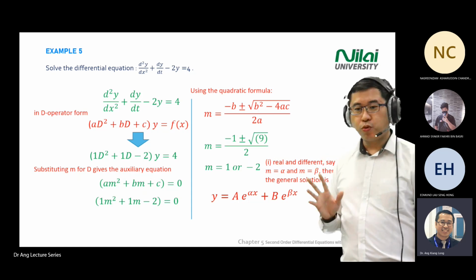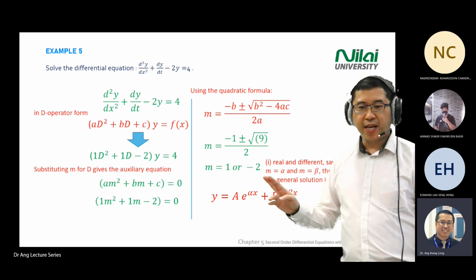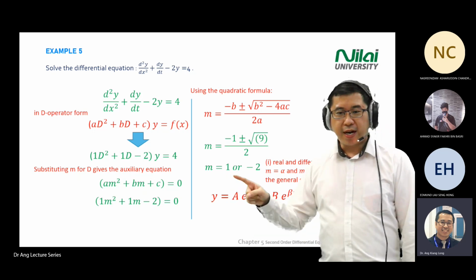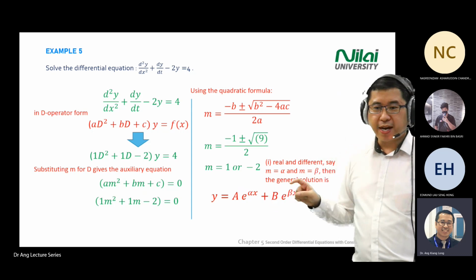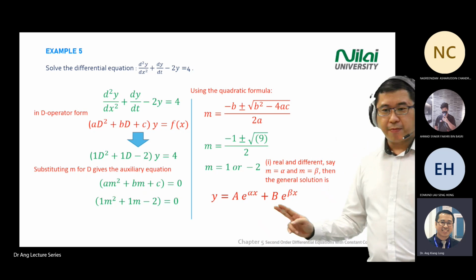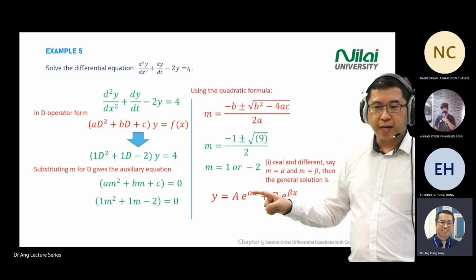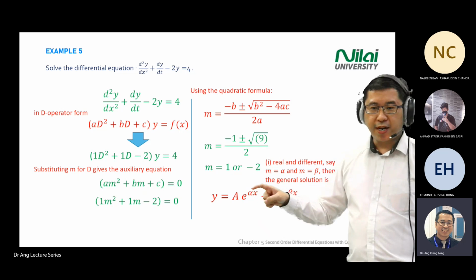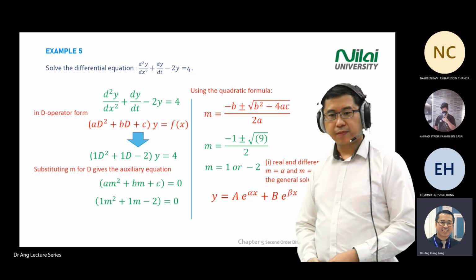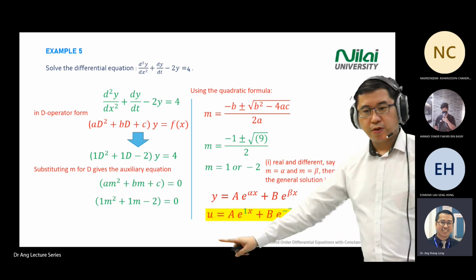Again, general rule of thumb. Positive always in front. Negative always go to the back. Again, I repeat. How to know which one is alpha, which one is beta? Positive one always put in front. Negative one always put behind. One is alpha. Minus two you put behind, beta. This is the general solution for the first part.